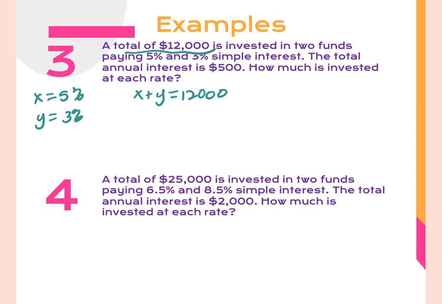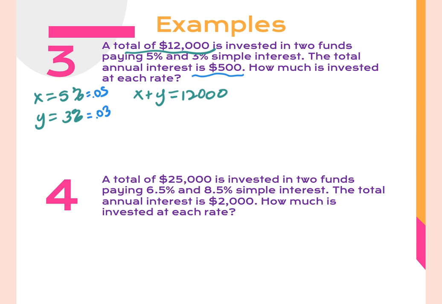The other piece of information it gives you is how much interest was earned on that. You find interest by multiplying by the percent you're earning. So I have to take that 5% and convert it to decimal. How do you convert from percent to decimal? 2 places left. So this is the same thing as 0.05. And 3% is the same thing as 0.03.